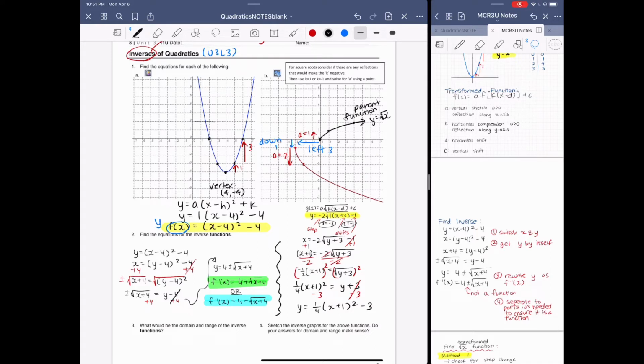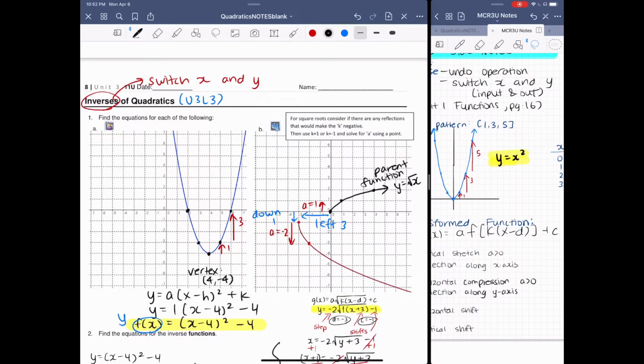We're almost done, but we just need to write it in function notation. So previously we named it g of x. So we're going to say g inverse of x is equal to 1/4 (x plus 1) squared minus 3. No need to put it apart for this one. Next, we're going to try graphing it.